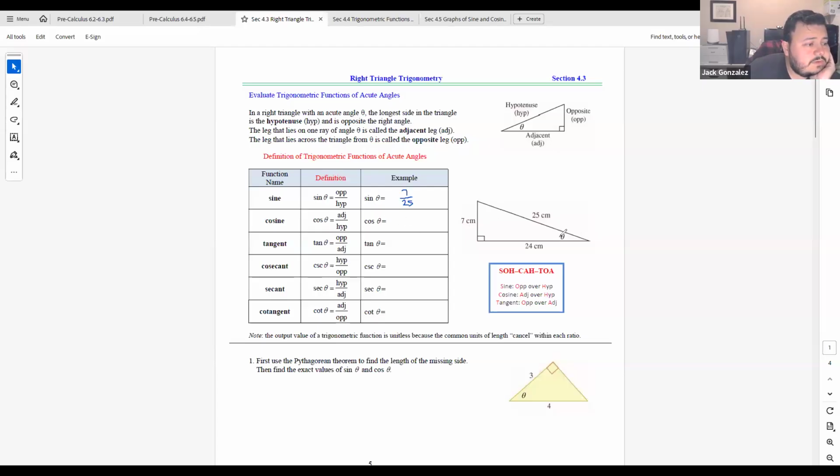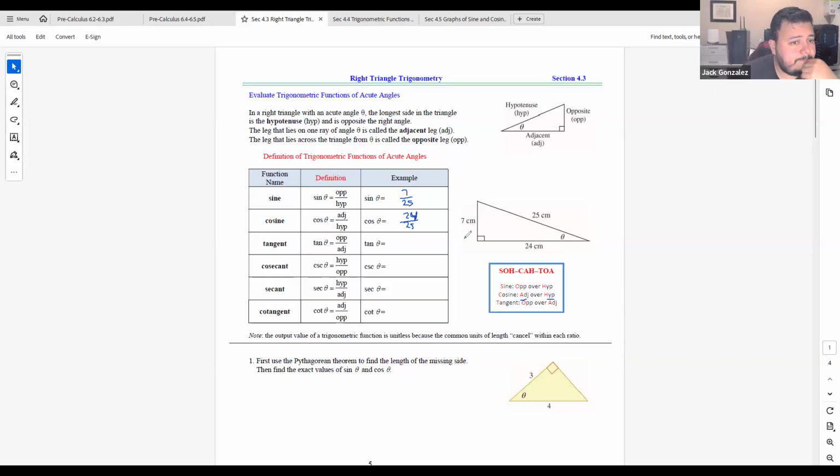Cosine theta, there's the theta. We said it's going to be adjacent over hypotenuse. So the adjacent side, the side next to it, over hypotenuse, right? That would be 24 over 25.